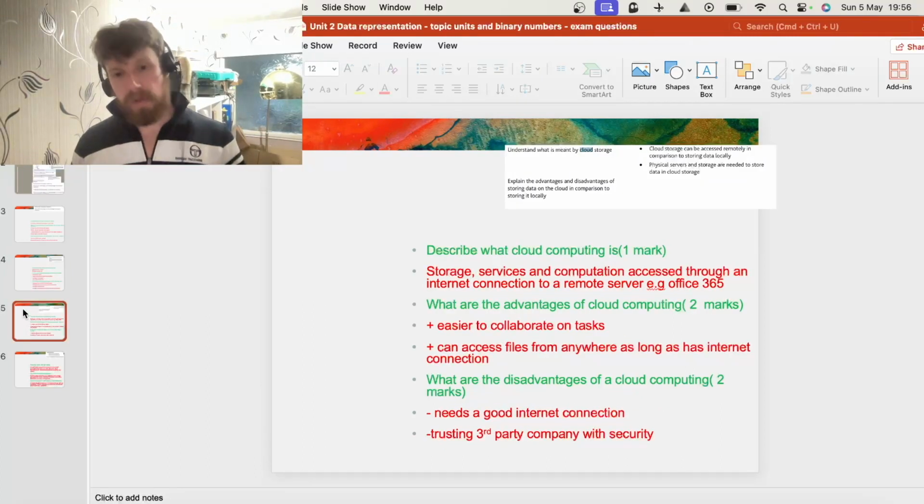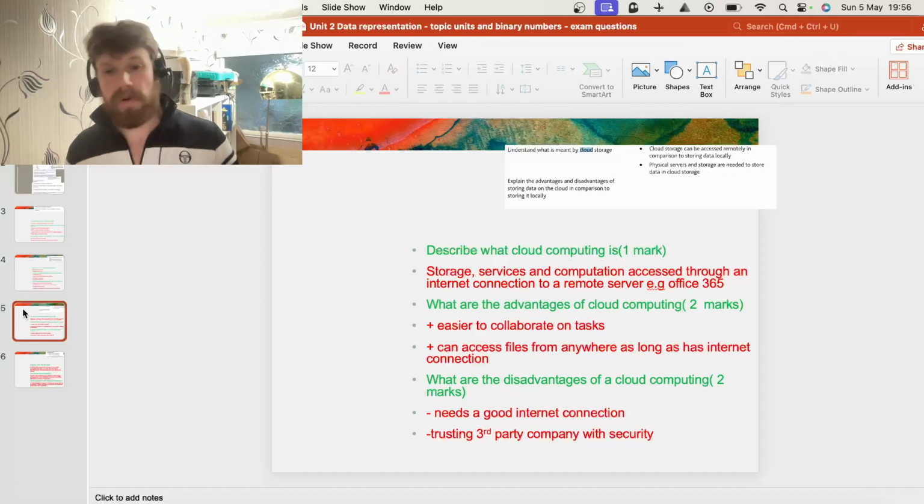Going on to cloud computing. So what it is: storage, services and computation accessed through an internet connection to a remote server. This is something like Office 365, and some of the Google software is cloud computing. They then may ask you to do advantages and disadvantages of cloud computing.